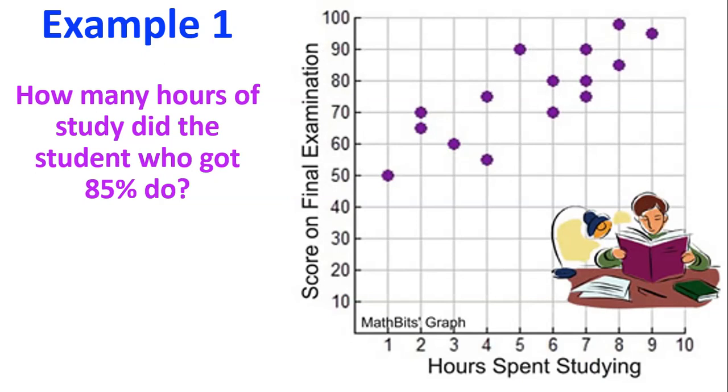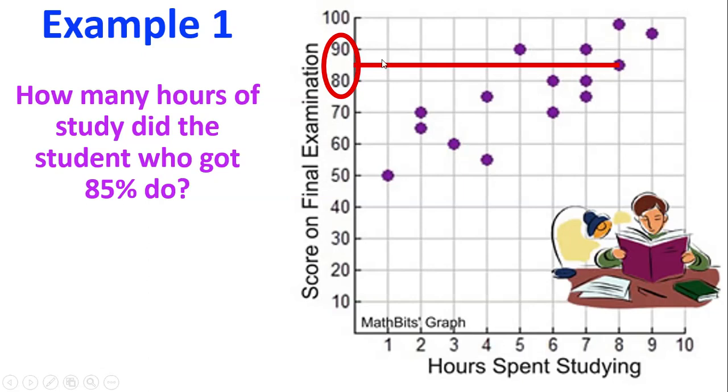So for example, I've got a graph here of hours spent studying and the score on their final exam. And the question I've got here is how many hours of study did the student who got 85% do? So 85%, that's their score on their final exam. And we are looking for between 80 and 90. So halfway between 80 and 90 will be our 85.